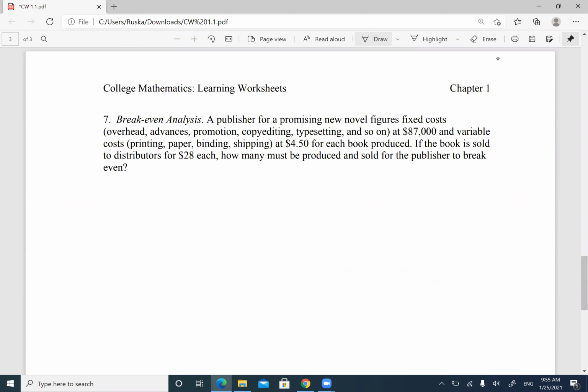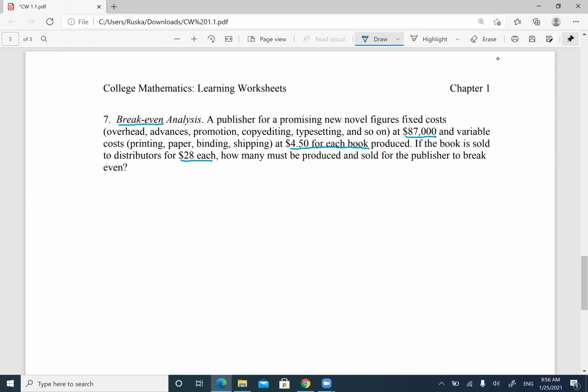So here we have a publisher for a promising new novel. The fixed cost is going to be 87,000. And variable cost, which is for printing paper and so on, is going to be 450 for each book produced. If the book is sold for 28 each, how many must be produced for the publisher to break even? Do you guys know what break even is? Okay. Better than 0? It's actually exactly 0.